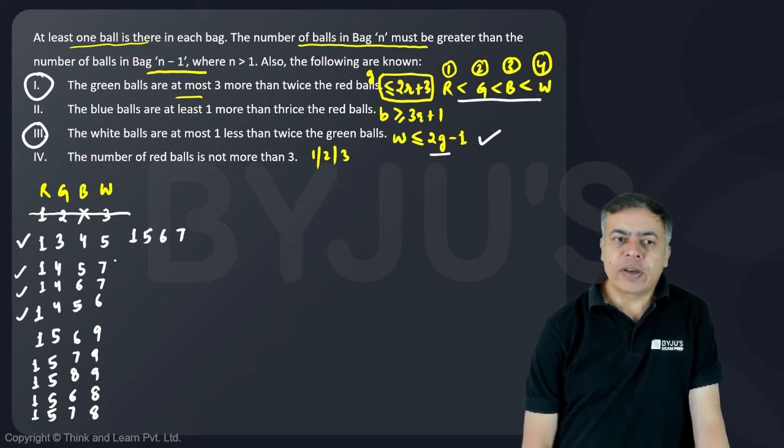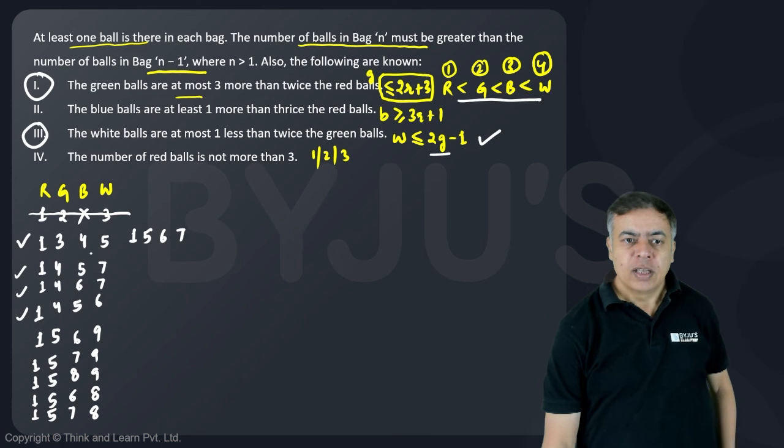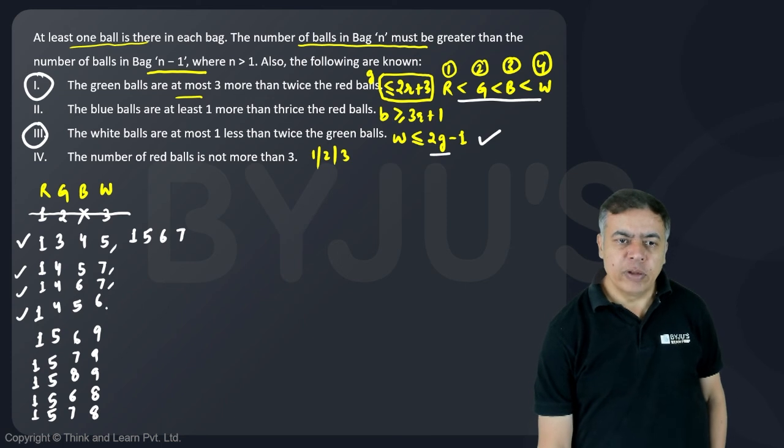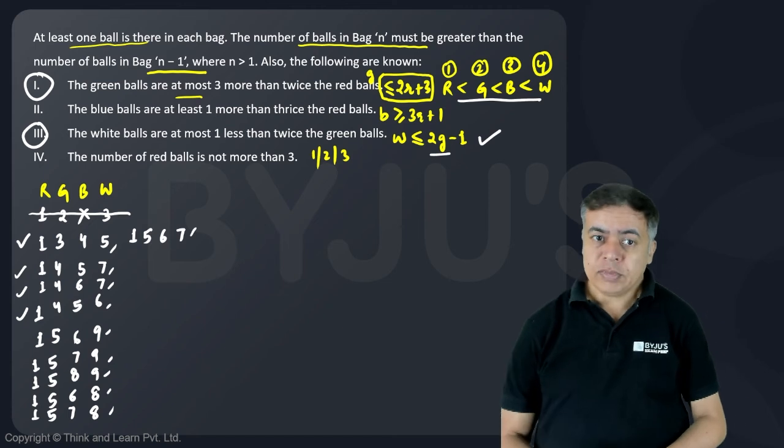So the total number of cases for red equal to 1 is 1, 2, 3, 4, 5, 6, 7, 8, 9 and 10. I have written all the cases.